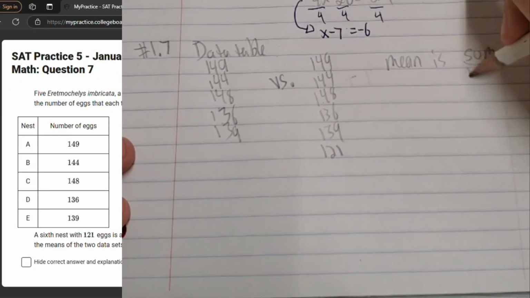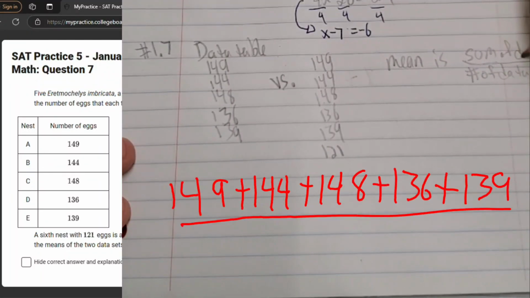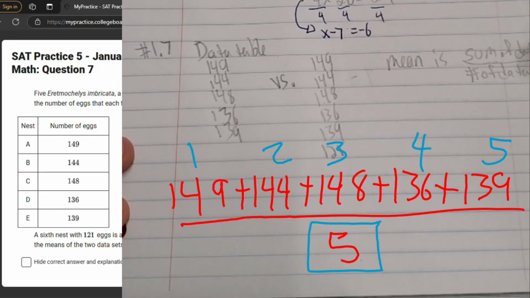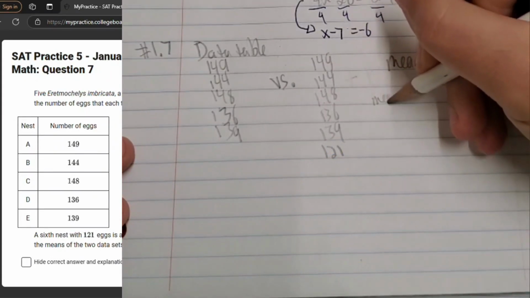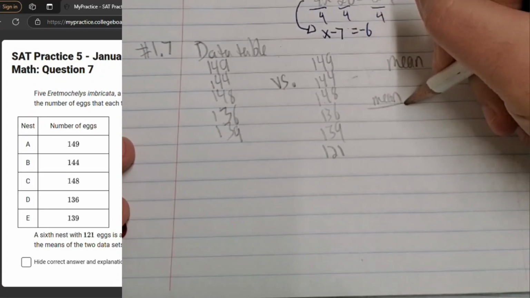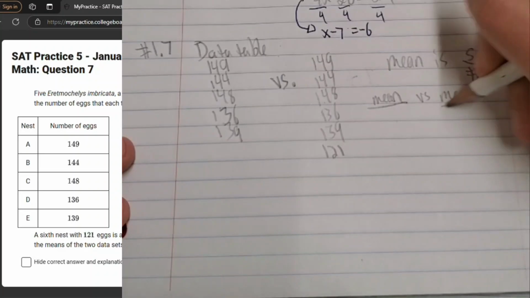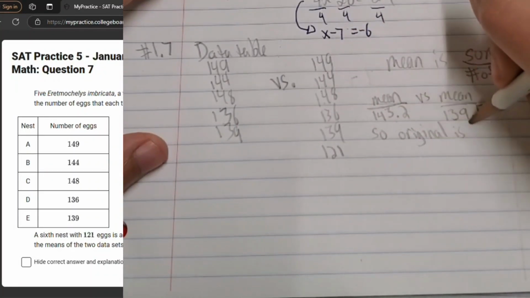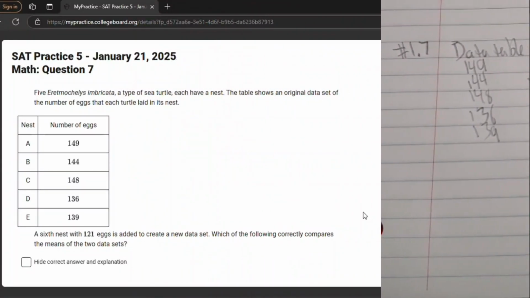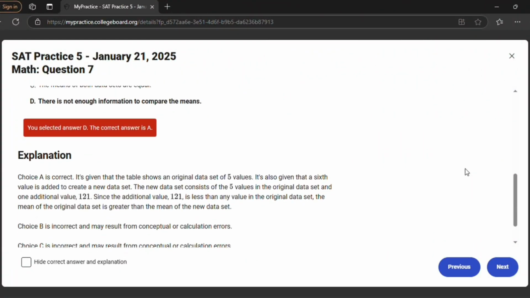Now, the word mean is something you have to understand. Mean is going to be the sum of the data divided by the number of data, which is like basically you add up all the data points and then you divide by the amount of data points. Okay, maybe that sounds more complicated than it really is, but you do it on the calculator. You add up the 149 through 139, and then you divide by 5. That's how I got 143.2. I did the same thing for the other data set, except I divided by 6 because it's now 6 data points. So it's 139.5. So now we can clearly see the original is bigger.